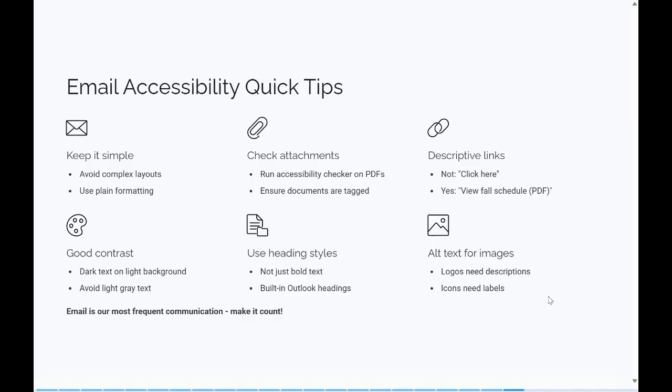Keep it simple and avoid complex layouts and use plain formatting. Check your attachments as well, making sure that they are accessible. Use descriptive links. Yes, view fall schedule PDF is much better than click here. Good contrast. Avoid light gray text, period. Always use dark text on light background or reverse. And heading styles, not just bold text or big font, but use the heading styles in Outlook. And finally, make sure that your alt text is descriptive or marked as decorative.